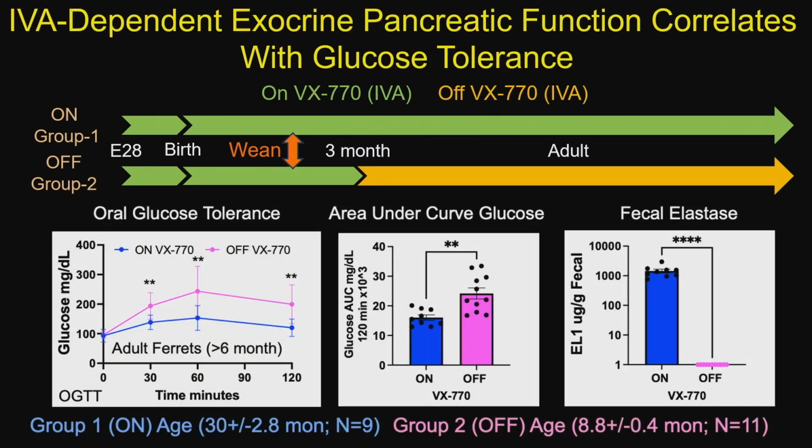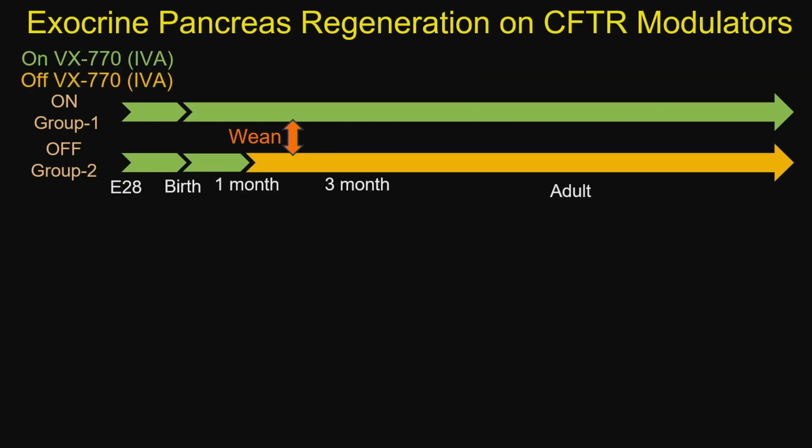And if one looks at the glycemic outcomes here, this was an oral glucose tolerance test comparing animals that were on VX770 for life, much better glucose tolerance. This is area under the curve, compared to ones that came off at 3 months. Again, these are all adults. And then fecal elastase, obviously, the ones that came off don't have fecal elastase, don't have acinar cells anymore.